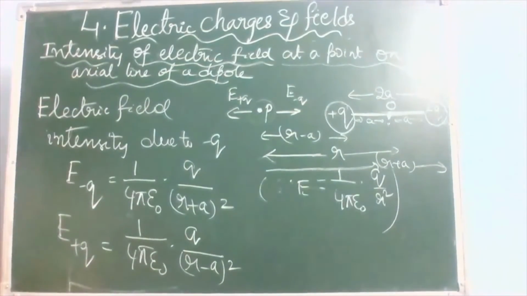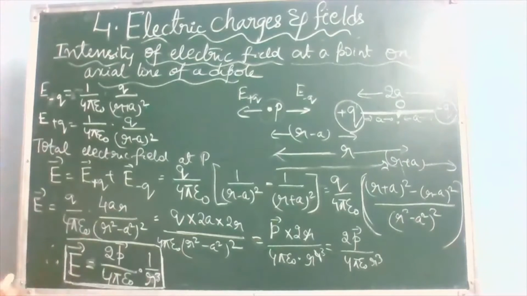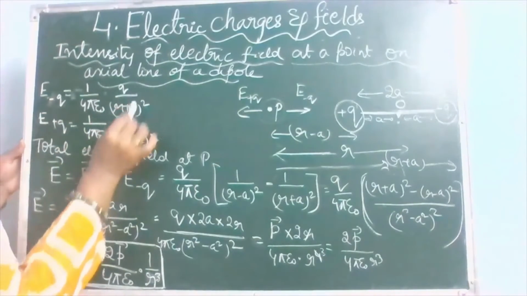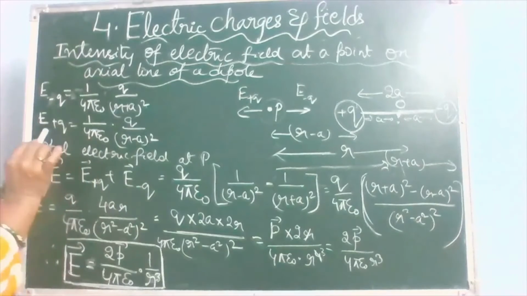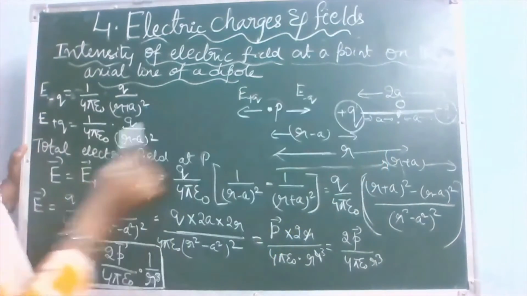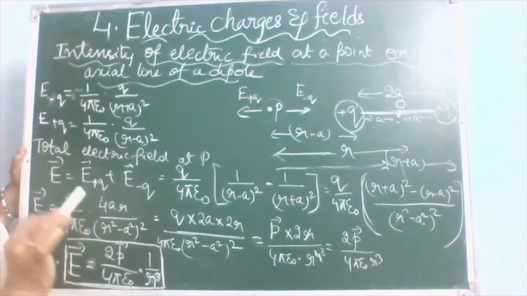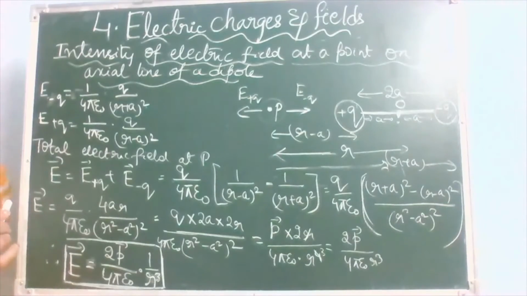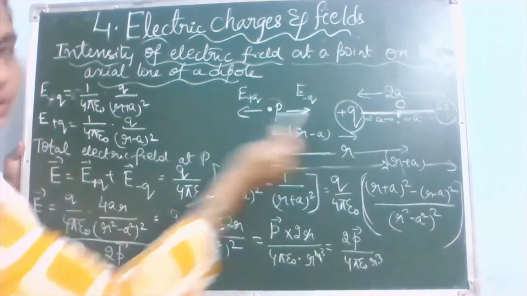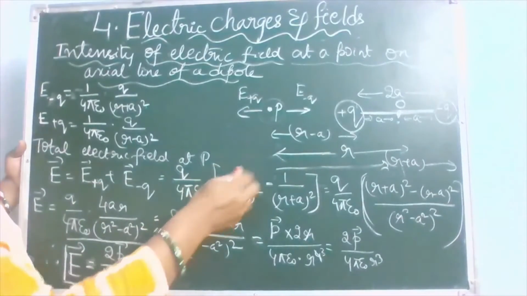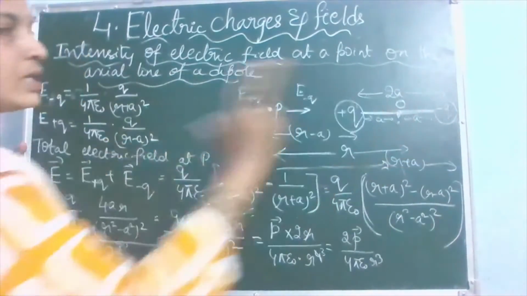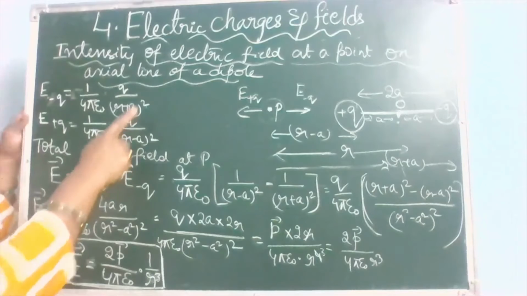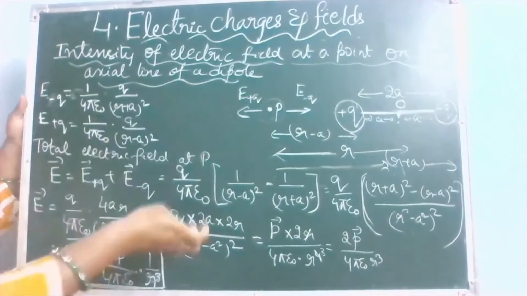See, already I told you the electric field intensity due to minus q equals 1 by 4 pi epsilon naught into q by r plus a whole square. And due to plus q, that means here, 1 by 4 pi epsilon naught into q by r minus a whole square. So the total electric field we have to calculate at P. For the total electric field, that means the resultant electric field because of these two, actually this one is less than this one.